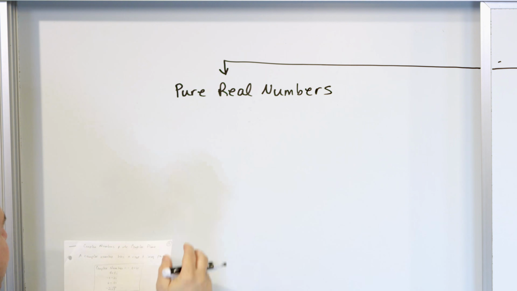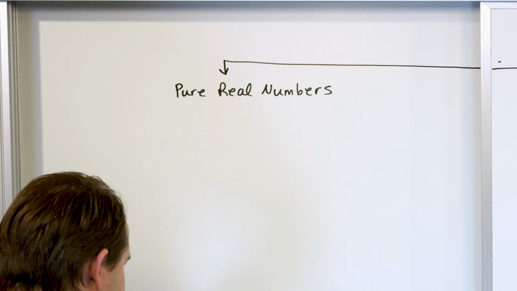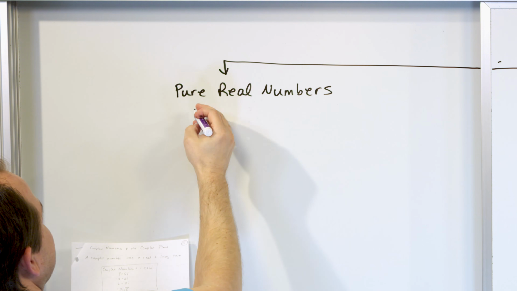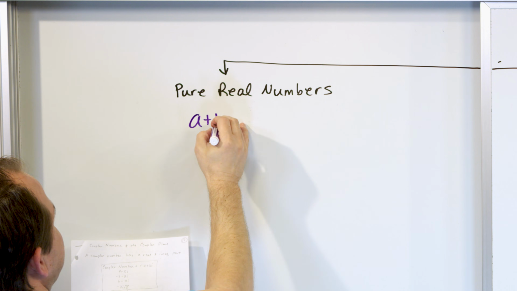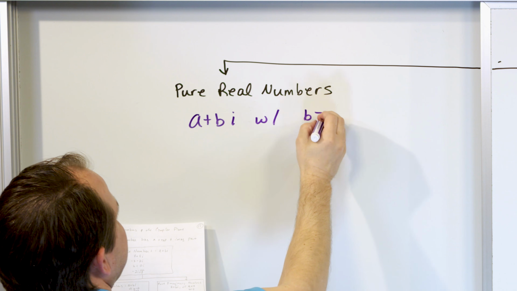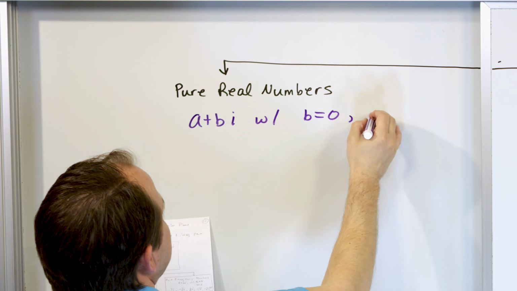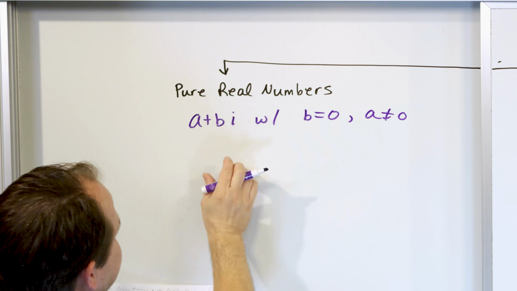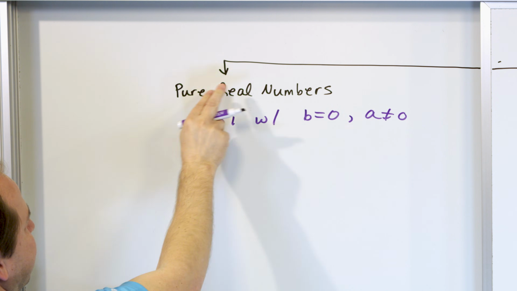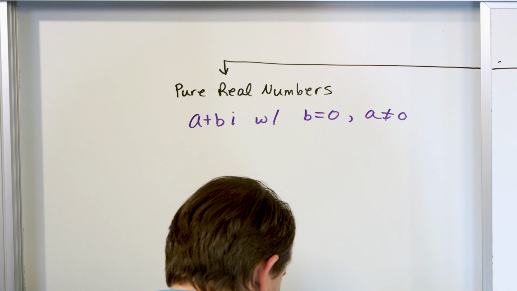Actually, you don't even need the word pure. They're just real numbers, right? So what would that look like? Well, it's going to look like the general form of a complex number, a plus bi, but b is going to equal 0, and a is going to not equal 0. So in other words, it's a complex number where there's no imaginary part, only a real part. That's why we call it a purely real number, or just a real number.